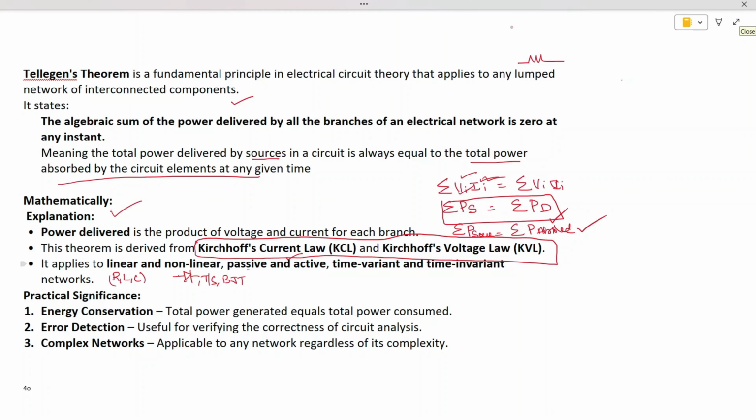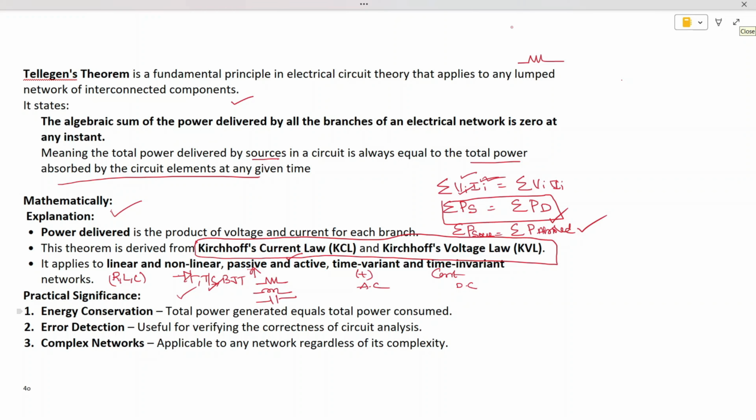And passive means we generally call it energy consuming, which are nothing but resistor, inductor, capacitor. A network consisting of resistors, inductors, capacitors, transistors and BJTs, and for time, whether they are varying with respect to time or constant with respect to time. Constant with respect to time is for a DC supply, and varying with respect to time is nothing but AC supply.